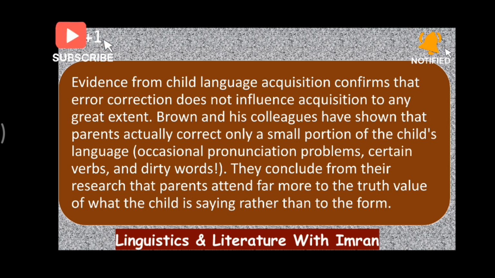So when a child is acquiring a language, the parents focus on the truth value, whether he's telling something true or not, and they do not focus on the form, because if a child is making errors, the parents ignore them. They do not care about that. However, when it comes to truth value, whether what the child is saying is true or not, then it matters, and they correct it.